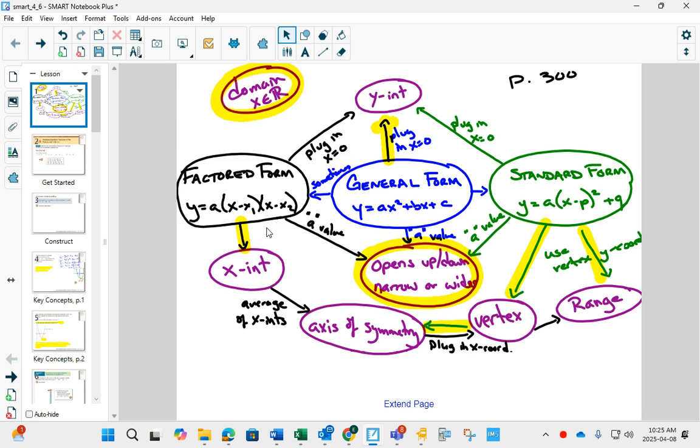Now, if you go from the general form to the standard form, they're circled in green, and everything that's coming off of the standard form has green arrows. And if you do get the vertex through the green arrow, you could continue with the green arrow to get the axis of symmetry.